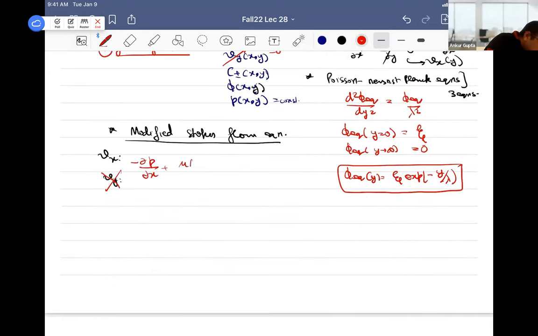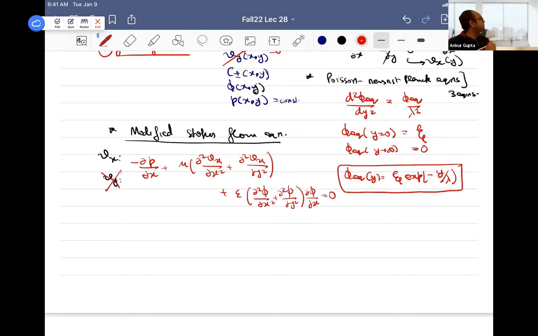plus mu times del square Vx by del x square plus del square Vx by del y square, plus epsilon times del square phi by del x square plus del square phi by del y square, times del phi by del x, is equal to zero. Great. Okay, so this is our equation. This is what everybody answered in the poll.